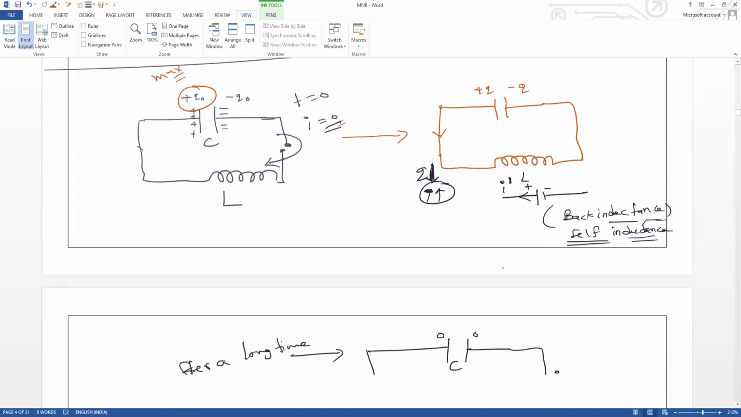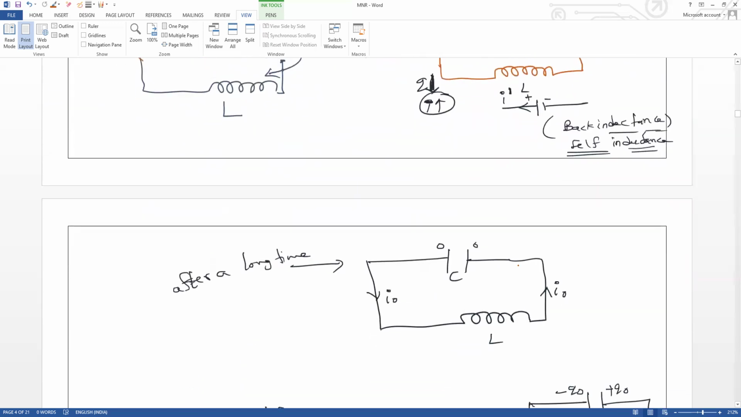So after a long time, what will happen? Complete discharge of charge will take place, which means the charge will become zero on the capacitor plates. So by that time the current reaches what, maximum or minimum? Maximum. So by that time, there is no role of the inductor. Now again the current reaches maximum, then it will decrease.